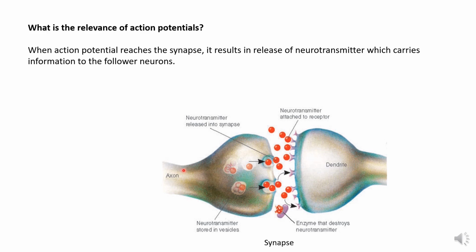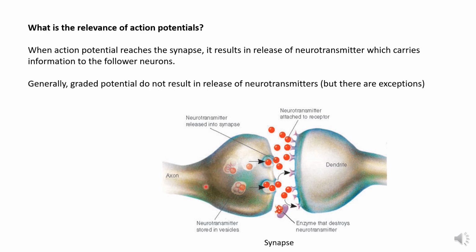And if you have a graded potential, that is a small depolarization in this neuron, which is not crossing the threshold of generating an action potential, then that small depolarization will typically not result in the release of neurotransmitters. But there are some exceptions. There are some neurons that do not have action potentials at all, maybe because they do not have the voltage-gated sodium channels. And in those neurons, there are mechanisms that allow the release of neurotransmitters even in the absence of action potentials. But by and large, especially in vertebrates, most neurons do have action potentials, and in those neurons, action potentials are essential for the release of neurotransmitters. So the action potentials are very important for the functioning of the brain.